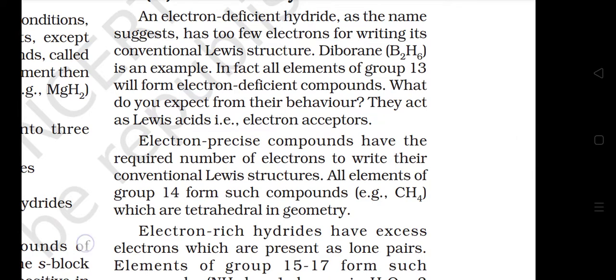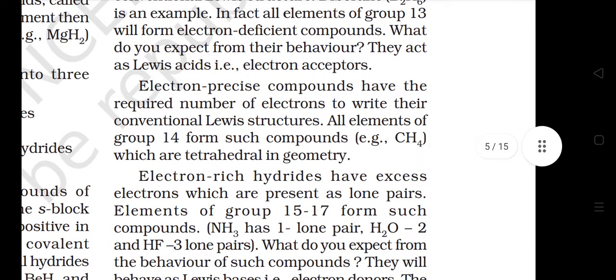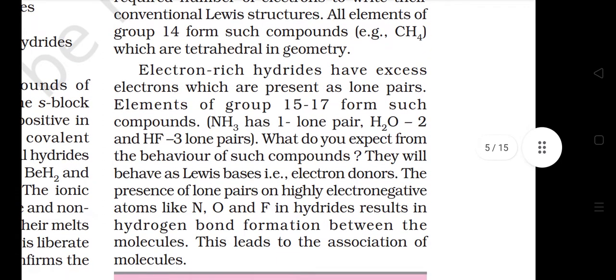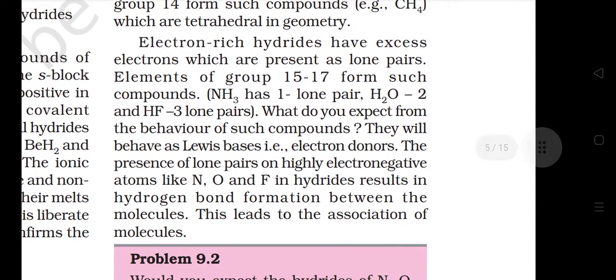Electron precise compounds have the required number of electrons to write their conventional Lewis structures. All elements of group 14 form such compounds. Example: CH4, which is tetrahedral in geometry. Electron-rich hydrides have excess electrons which are present as lone pairs. Elements of group 15 to 17 form such compounds. Ammonia has one lone pair, H2O has two, and HF has three lone pairs.